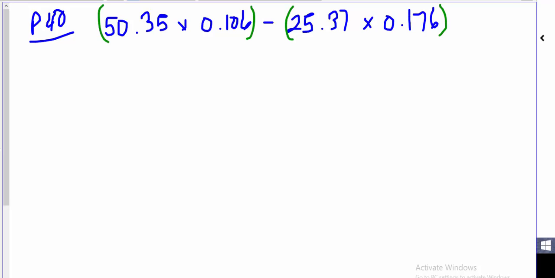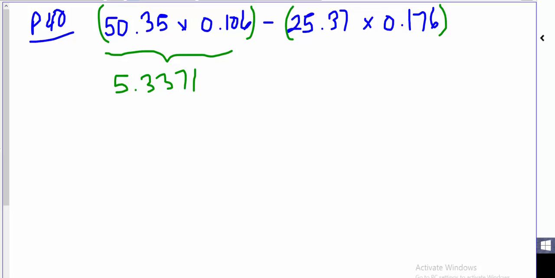Remember your order of operations: division and multiplication come before addition and subtraction. And so we're going to go ahead and do that multiplication. So I'm going to multiply my two numbers here, and if I were to do this in my calculator, it comes out to be 5.3371. And before I move on, let's think about the significant figures that we are allowed to have in this answer.